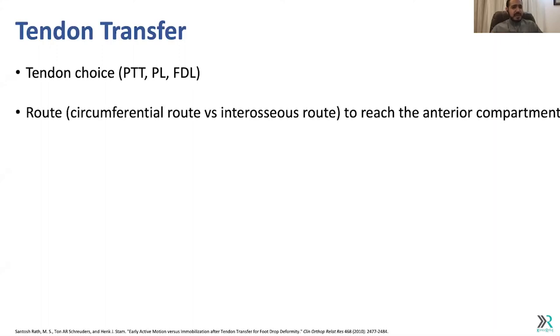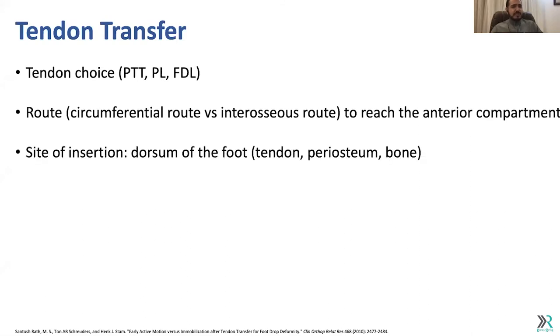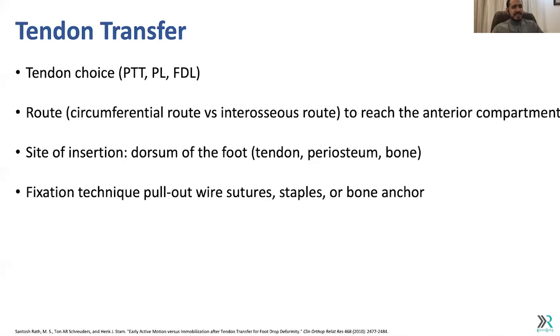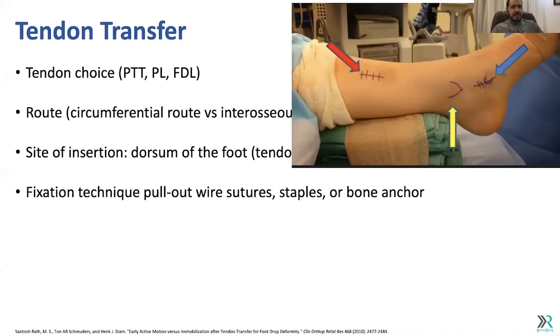So in general, there are tendon transfer choices. We have the tibialis posterior tendon, which is the most commonly used. The other tendons could be peroneus longus, flexor digitorum longus. The route, I'll show it in a few slides, could be either circumferential or interosseous to reach the anterior aspect of the foot. A site of insertion, usually we insert at the dorsum of the foot, and this could be attached to tendon or periosteum. However, mostly we attach it to bone, and we found good results attaching tendon to bone. Fixation technique could be sutures, staples, bone anchors, or screws. And so typically it's a 4-incision technique.